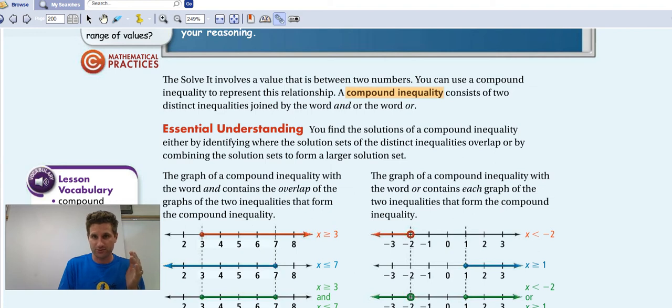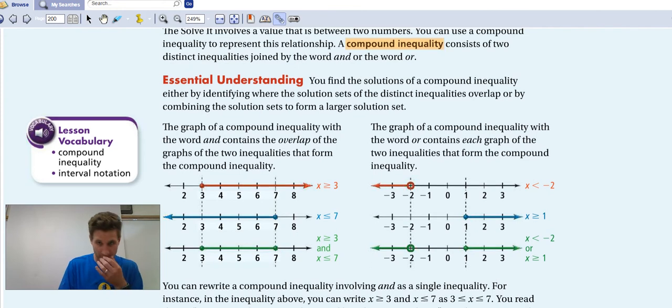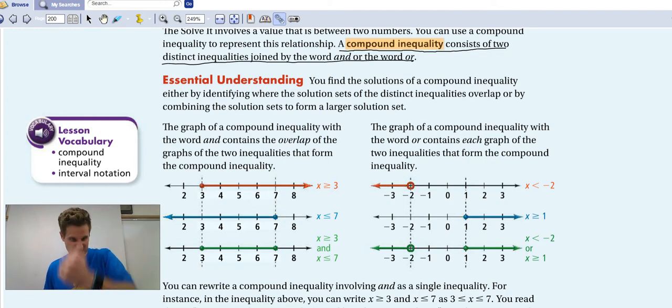Okay, so a couple things to write down. Number one, write this down first thing. A compound inequality consists of two distinct inequalities joined by the word and or the word or. Next, write the essential understanding. You find the solutions of a compound inequality either by identifying the solution set of the distinct inequalities, meaning basically where they overlap, or by combining the solutions to form a larger solution set.